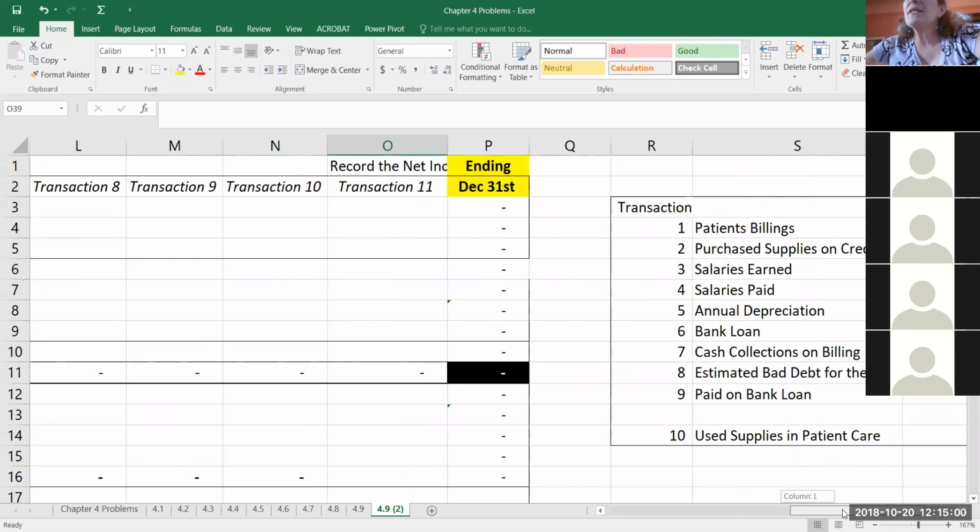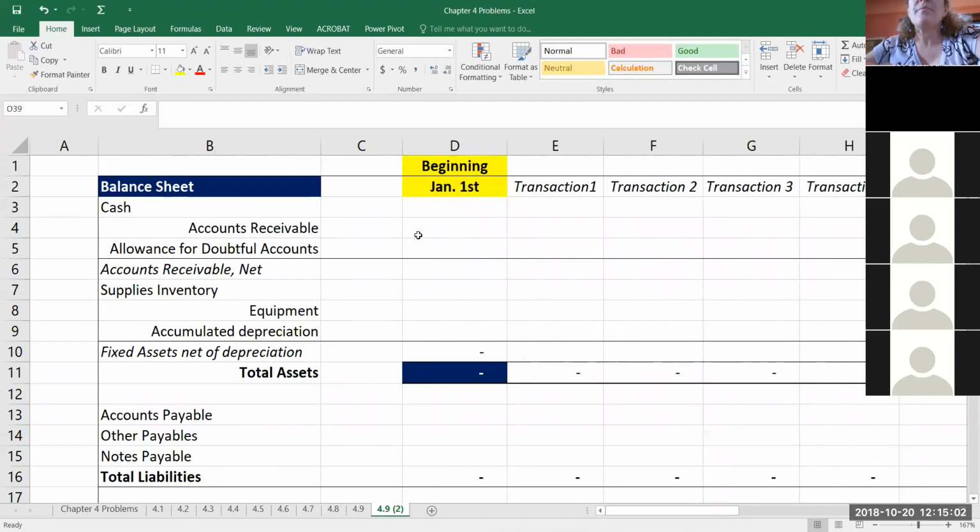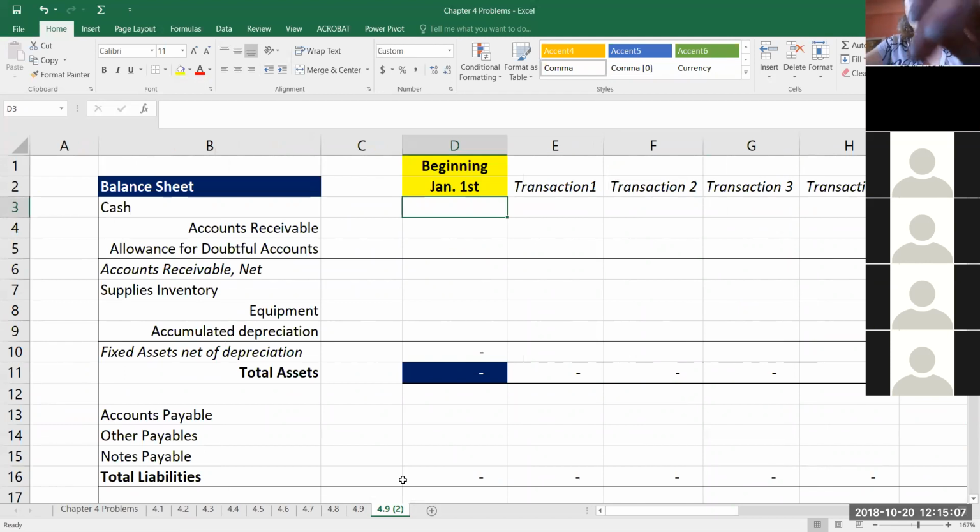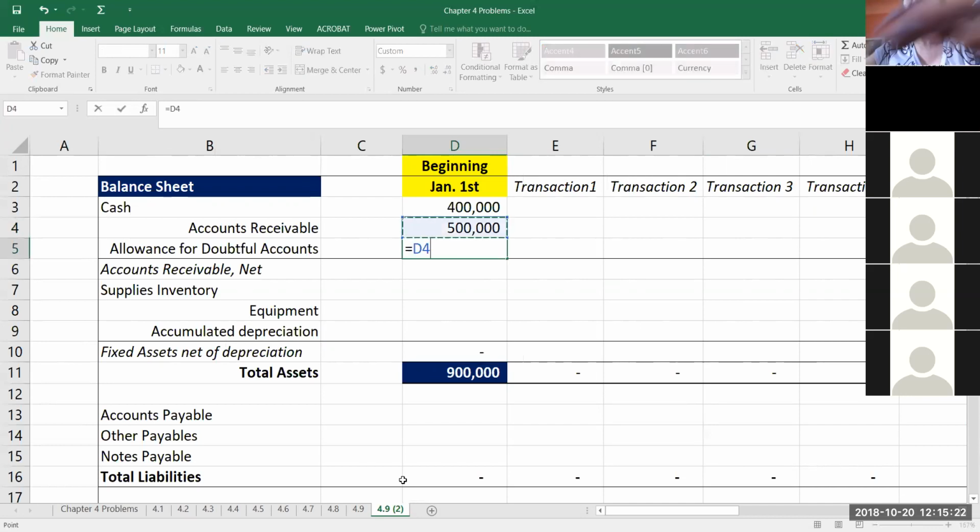Okay, so let's go ahead and put some values into our beginning balance sheet, okay? We can just come up with anything. So let's say that we have $400,000 in cash starting right at the beginning of the year. Our accounts receivable, let's say, are another $500,000, okay? Let's say that our allowance for bad debt is about 5% of that, so that's 0.05. And please stop me if anybody has a question.